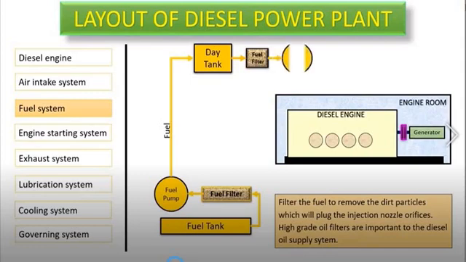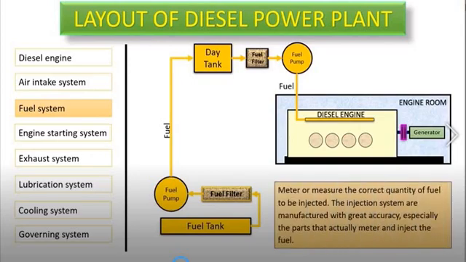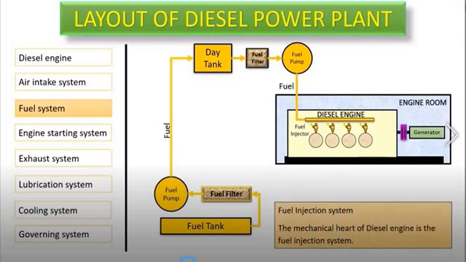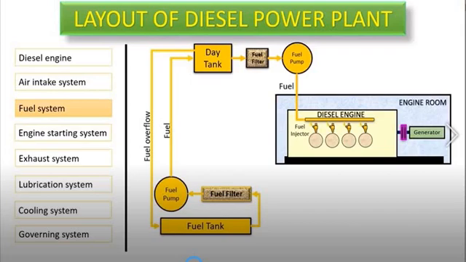After filtering, the fuel is again pumped to the common rail pipe here. From there, a metered quantity of fuel is injected using the fuel injector. So this is the fuel system, and the fuel injection system is the mechanical heart of the diesel engine. So it is very important. And the overflow of fuel is again sent back to the fuel tank.